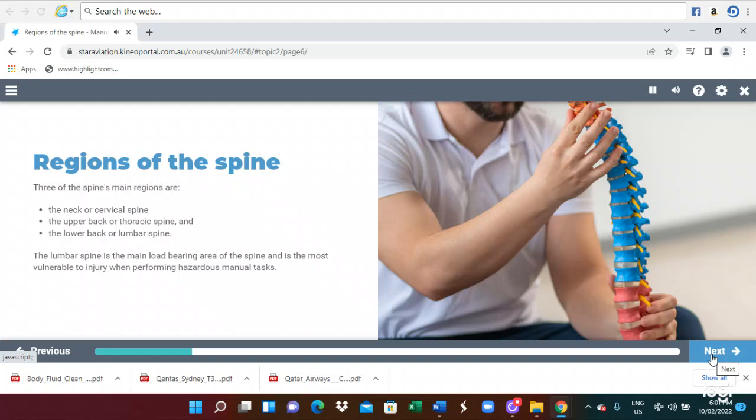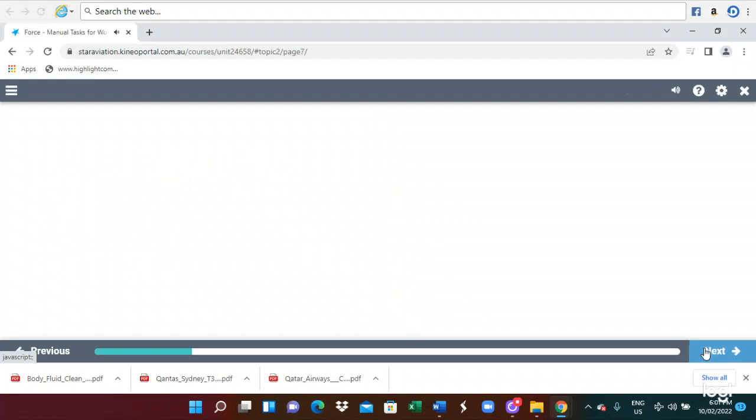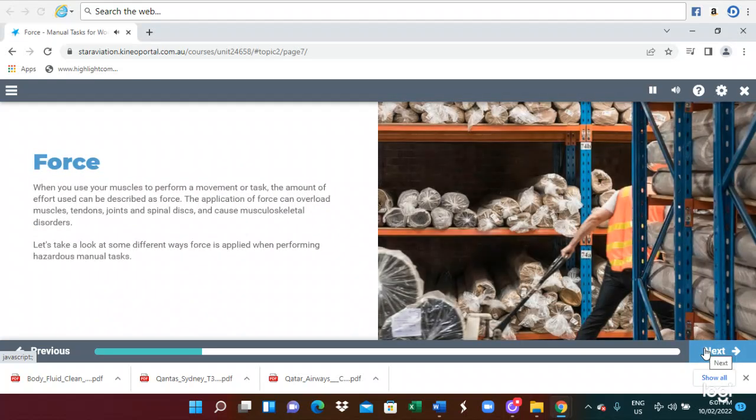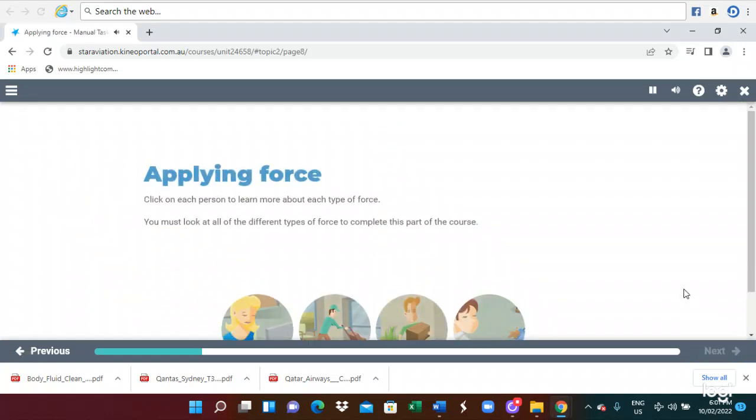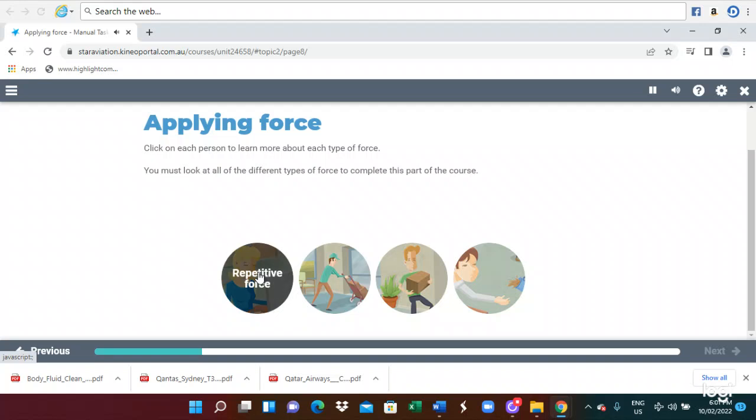When you use your muscles to perform a movement or task, the amount of effort used can be described as force. The application of force can overload muscles, tendons, joints and spinal discs, and cause musculoskeletal disorders. Let's take a look at some different ways force is applied when performing hazardous manual tasks. Click on each person to learn more about each type of force.